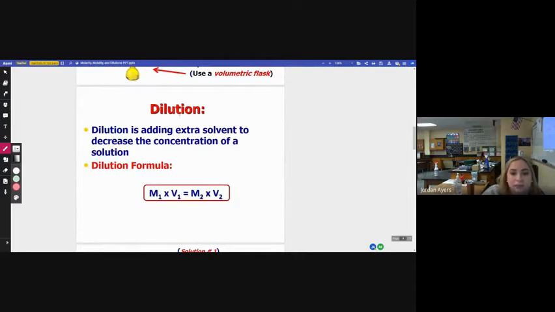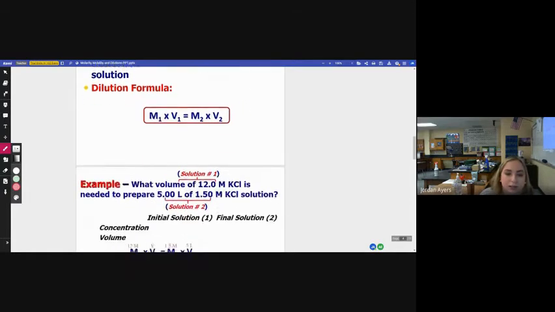And now we can move on to dilutions. Dilutions are my favorite. They're pretty easy. It's just M1 times V1 equals M2 times V2. So this is a big M, which means this is the molarity of our first solution times the volume of our first solution is equal to the molarity of our second solution times volume of our second solution.